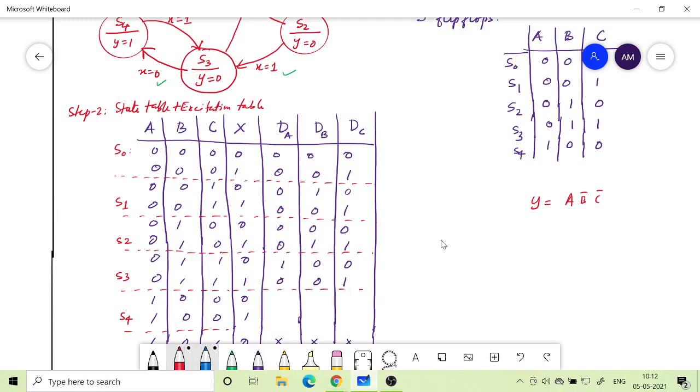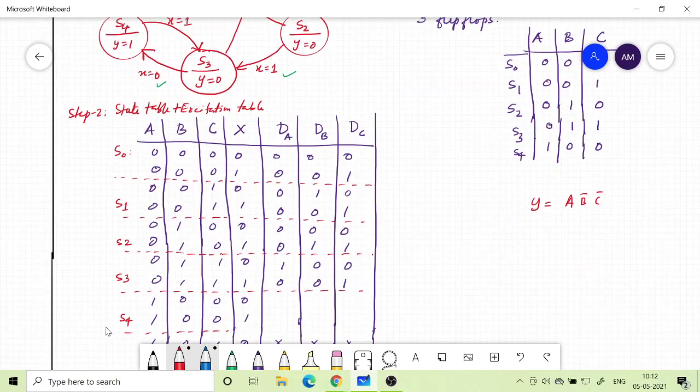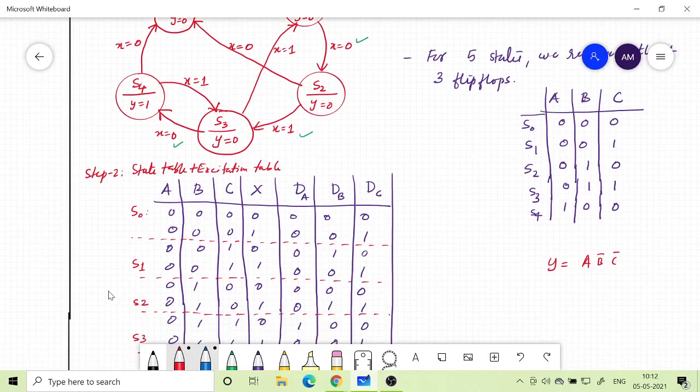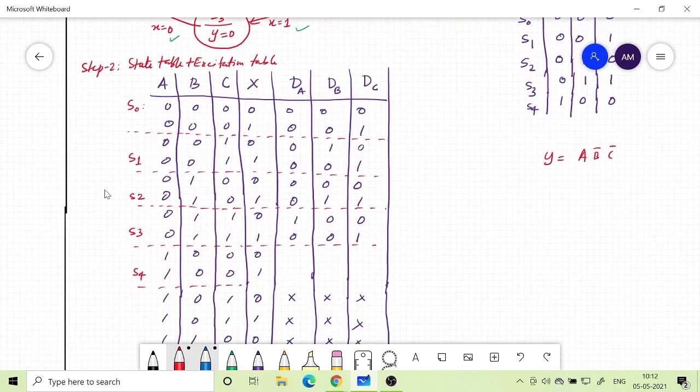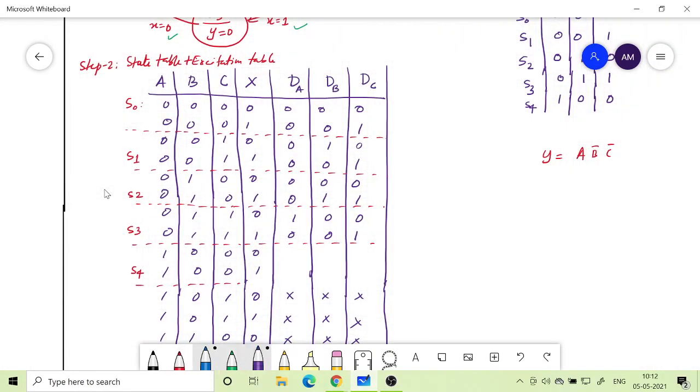Finally, if I am at S4 and I can get a 0 or a 1. If I get 0, I go to S0. Otherwise, I go to S3, which is 0 1 1.